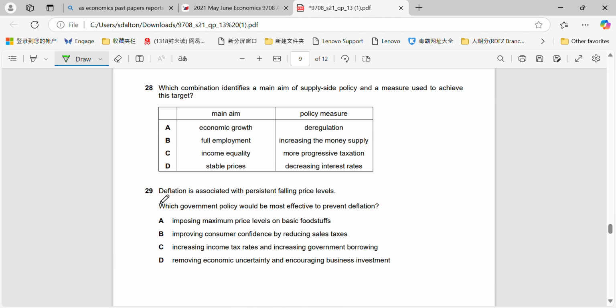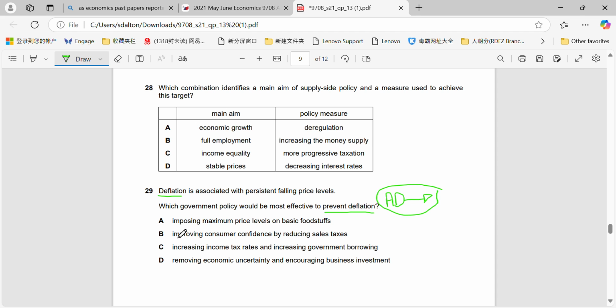Okay, 29. Deflation is associated with persistent falling price levels. Which government policy would be most effective to prevent deflation? So again, remember, we're trying to do the same thing here. Deflation, we'll assume that it's bad deflation, which means that aggregate demand has moved to the left and real GDP has fallen. So in order to fix that, we need to move AD to the right.